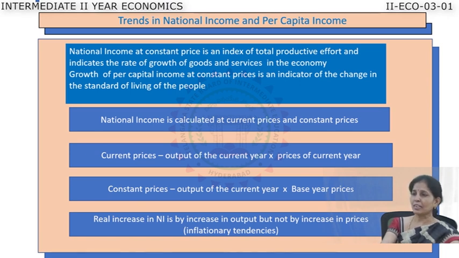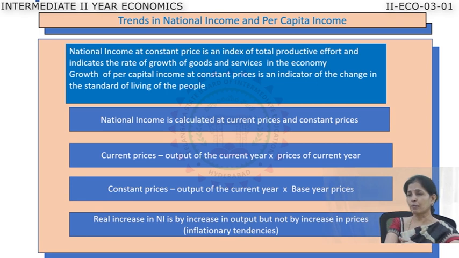With the help of the national income, we can very clearly say what exactly is the growth that this country has witnessed. Whether the economy is growing or whether the economy has remained stagnant. So the national income at constant prices always gives a picture of how the economy is growing. Whereas the growth of per capita income at constant prices always indicates the standard of living of the people. Definitely, the standard of living of us always depends upon the per capita income.